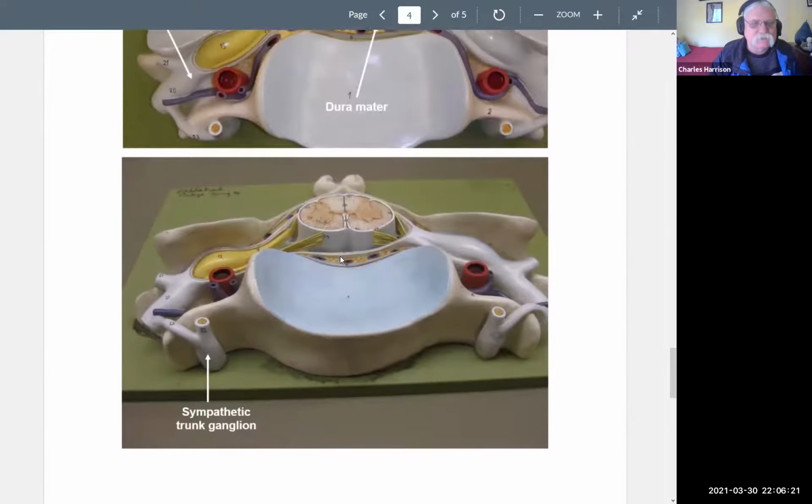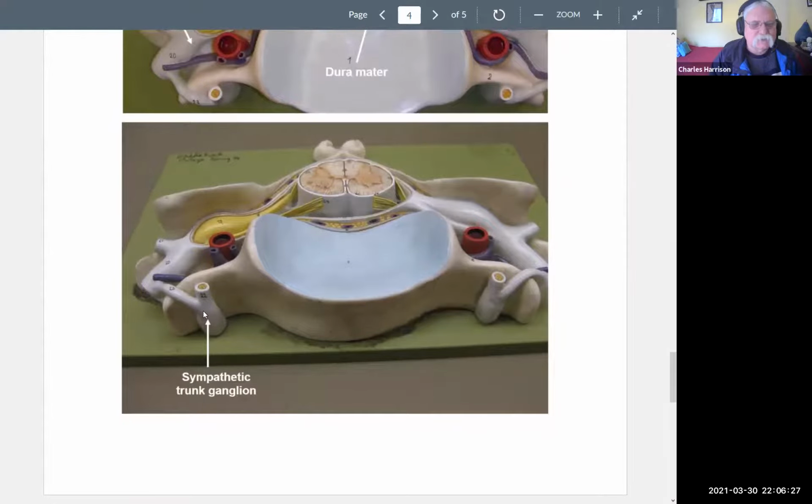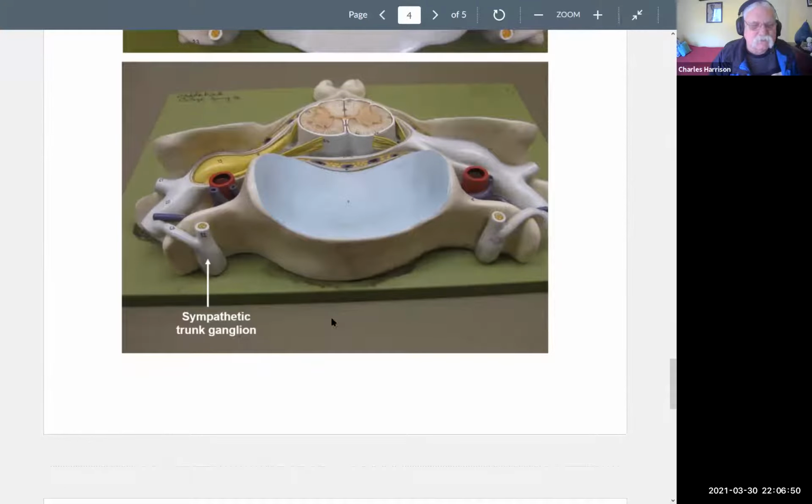I'm flipping this on its side. You can see this spot here becoming this spot here, coming off of the spinal nerve, which is not labeled, we have this little transition going to this spot. There's another one over here. These nodules are the sympathetic trunk ganglia.